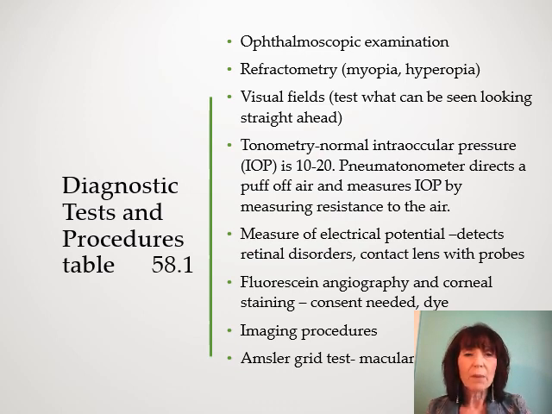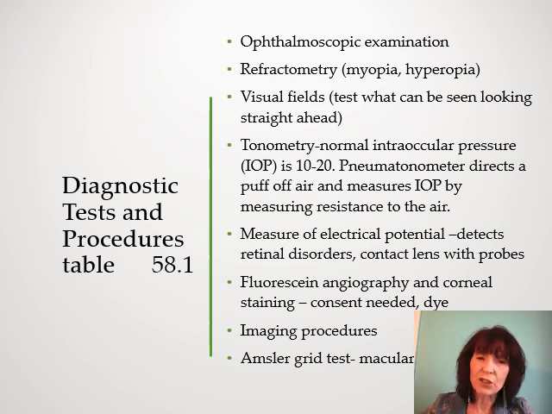Tonometry is where we find the normal intraocular pressure, or IOP. As I said before, normal is 10 to 20, but a tonometry test, or a pneumotonometer, is where they blow a puff of air into your eye, and that measures your intraocular pressure. Maybe you would have had that done when you went to get your eyes checked.